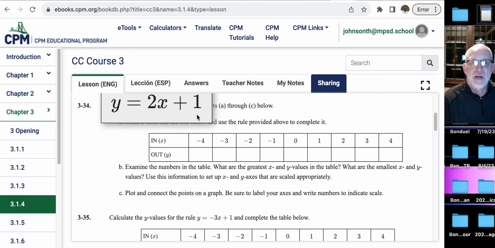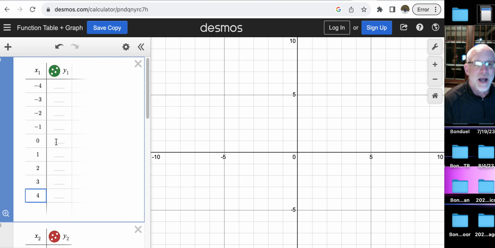So the first one said our rule is 2 times x plus 1, or double your number and then add 1. Let's see if we can double our number. I start here with 0. 0 doubled is 0 plus 1 is 1. There's our point, 0 over, 1 up. 1 doubled is 2 plus 1 is 3. And then 2 doubled is 4 plus 1 is 5. You see something happening here, friends? 3 doubled is 6 plus 1 is 7. 4 doubled is 8 plus 1 is 9.